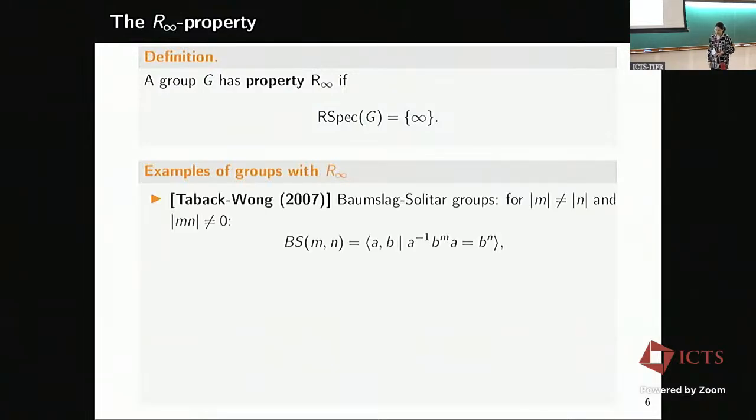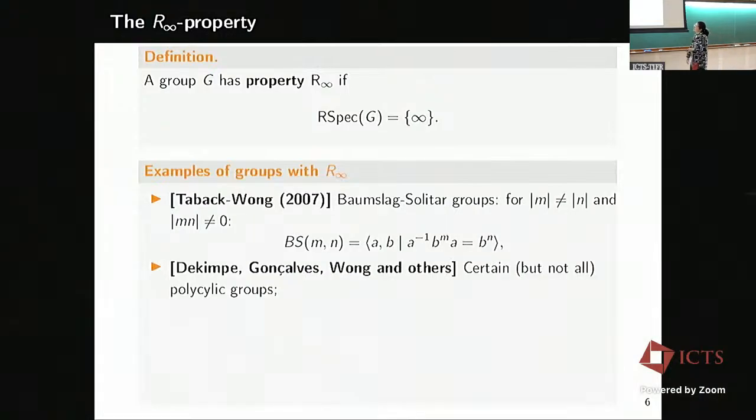So there's been a quest for people to classify groups according to R infinity. I'll give you some examples, and I'll explain why we care about R infinity. One example would be Tabak and Wong. They show that Baumslag-Solitar groups of this form all have R infinity.